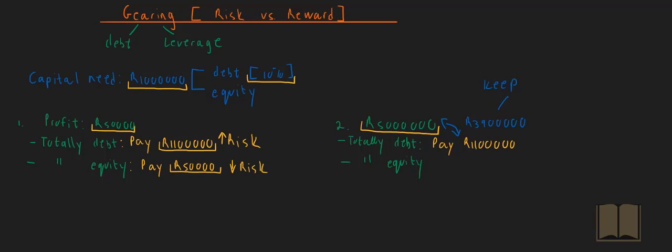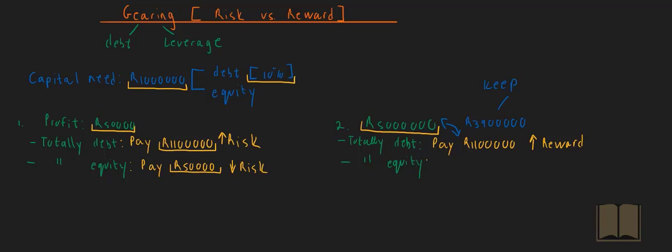So debt financing, whilst risky because you need to pay the 1.1 million Rand regardless of the profit that you make, is also potentially rewarding because the profits made over and above the debt servicing requirements are yours to keep as the entrepreneur. So the reward to you as the entrepreneur is great.